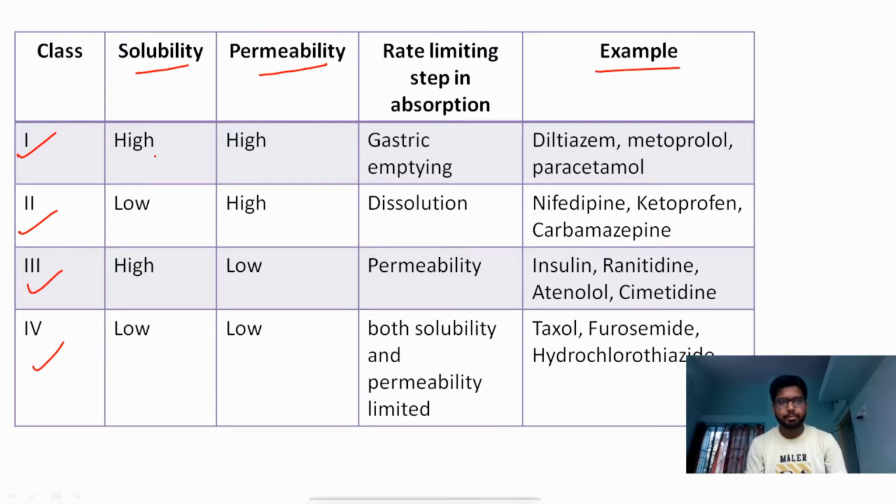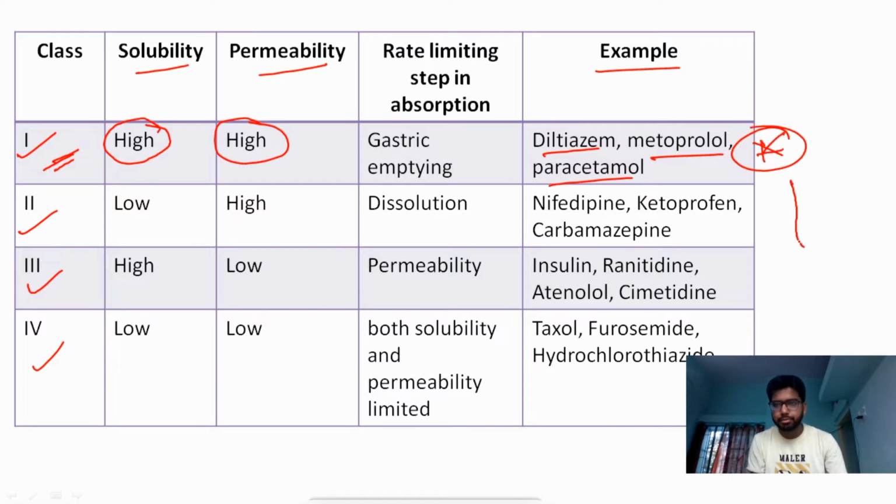In case of BCS class 1, the drugs coming under BCS class 1 have high solubility and high permeability. The examples are diltiazem, metoprolol, paracetamol. These examples are very important. You have to remember all these examples written here.